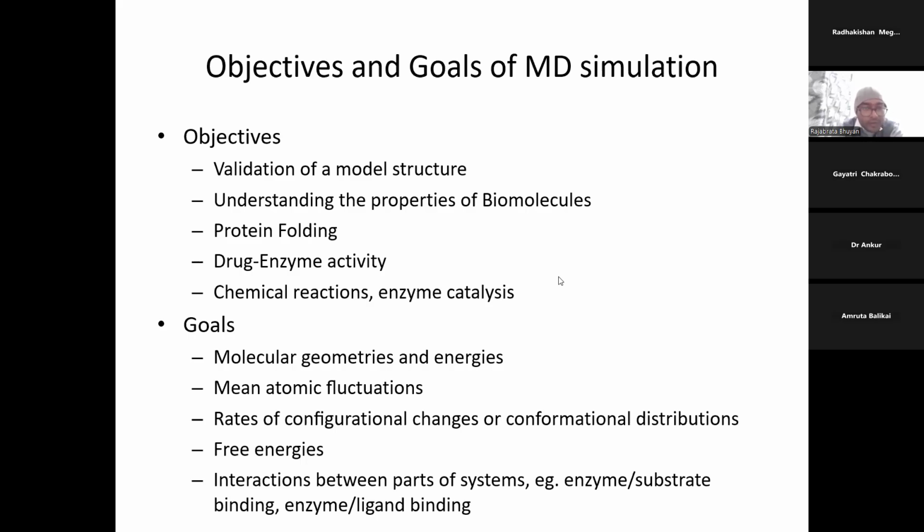So the goal of MD simulation is these things. These are the macroscopic properties that we generate from the MD simulations. We study the molecular geometries and energies of the molecules. We study the mean atomic fluctuations, deviations, etc. We check the total configurational rates and conformational distributions. We study the free energy differences between different states. And we also focus on the interactions between the parts of the systems, like enzyme substrate binding. So these are the practical aspects of studying MD simulations, and objectives are the main purpose of performing MD simulations.